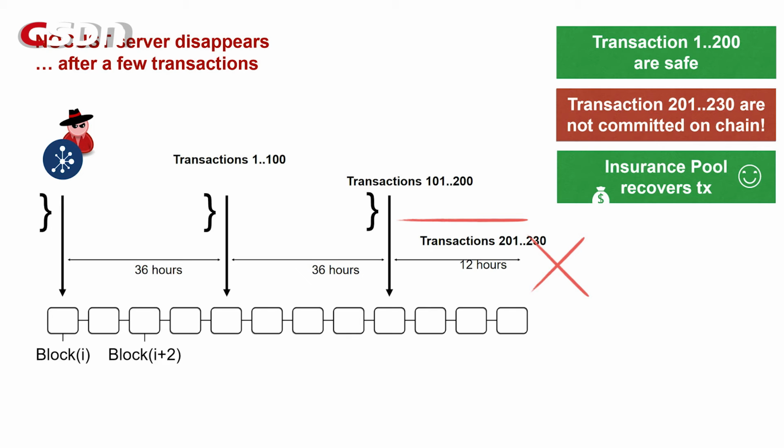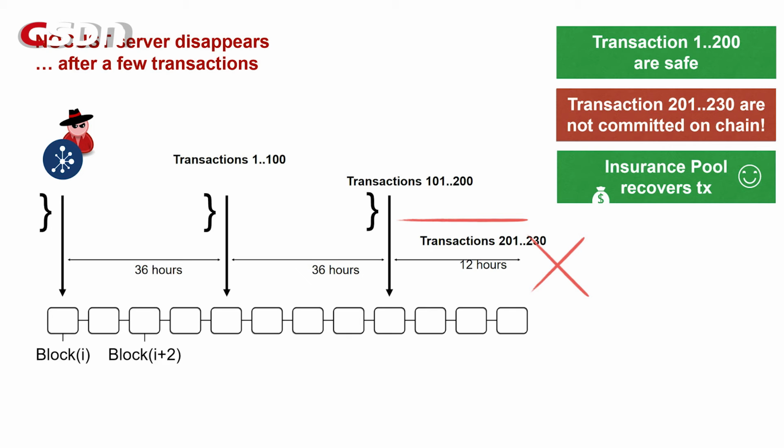So transactions from 1 to 200 are fine. The users can go to the smart contract of the commit chain and claim their fund back without any problem. However, the transactions that happened after the latest checkpoint were never committed on chain, and they will never be because the operator is gone. And they are sort of reverted.